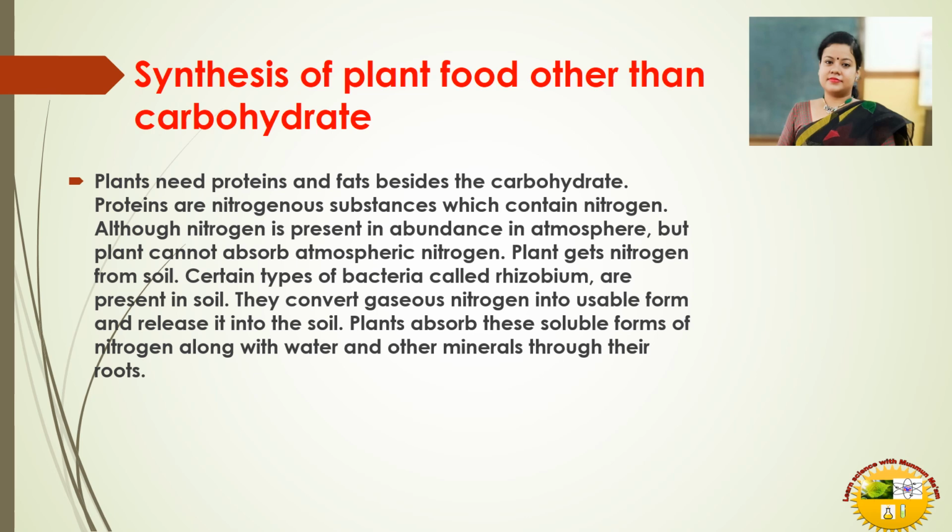Although nitrogen is present in abundance in the atmosphere, we know that 78% of the atmospheric gases is nitrogen. But plants cannot absorb this atmospheric nitrogen. Like they can take oxygen, like they can take carbon dioxide, they cannot take nitrogen like that. So, plants get nitrogen from soil.